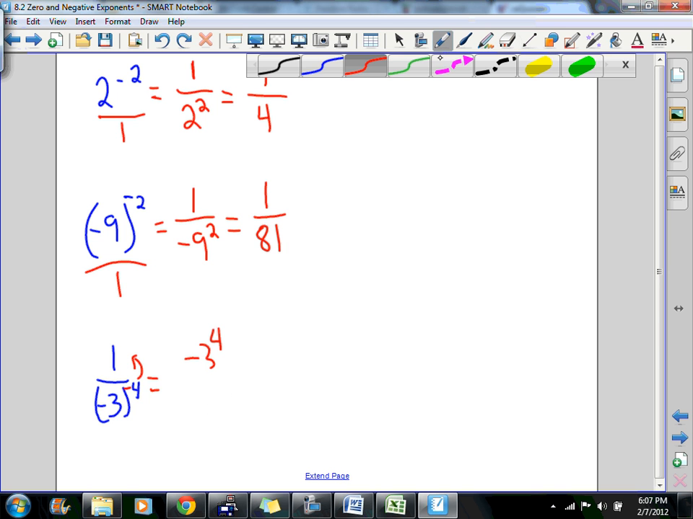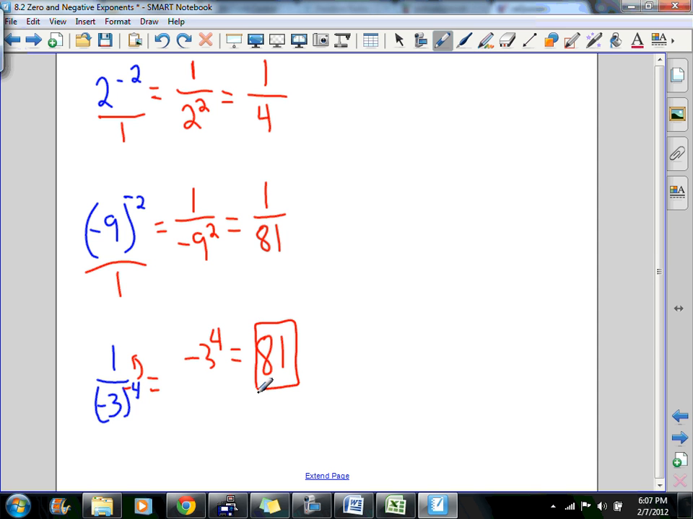Well, negative 3 to the 4th would be negative 3 times negative 3, which is 9. 9 times negative 3 is negative 27. Negative 27 times negative 3 would be 81. So this is a positive 81 right there. So there's your answers. If you have a negative exponent, you flip it. We call that using the reciprocal. And then you turn it to a positive exponent. So it's a little bit like dividing fractions. You flip, and then you multiply. These you flip, and then you solve.